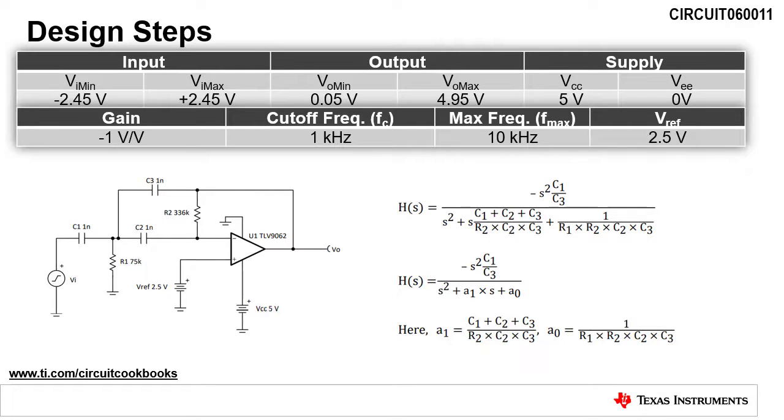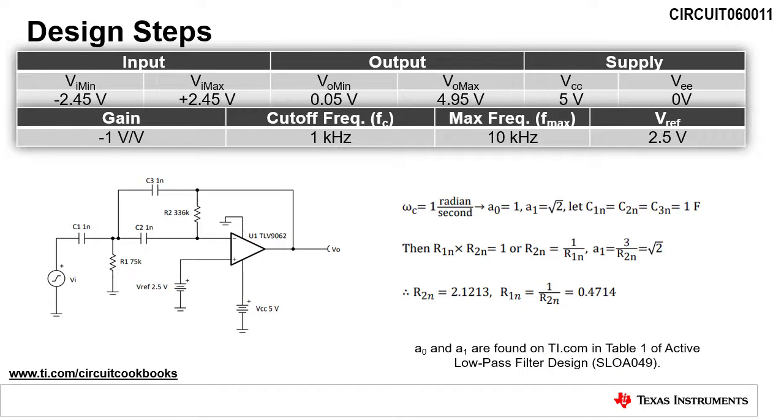The input signal ranges from -2.45 volts to +2.45 volts, and the output swing is from 50 millivolts to 4.95 volts. As mentioned earlier, the design uses a single 5-volt supply, a 2.5-volt reference, and has a gain of -1 volt per volt. The desired cutoff frequency is 1 kHz, and maximum frequency is 10 kHz. The transfer function, H(s), and equations for A1 and A0 are given to the right of the schematic. While these equations look complicated, the methodology presented here greatly simplifies the design process.